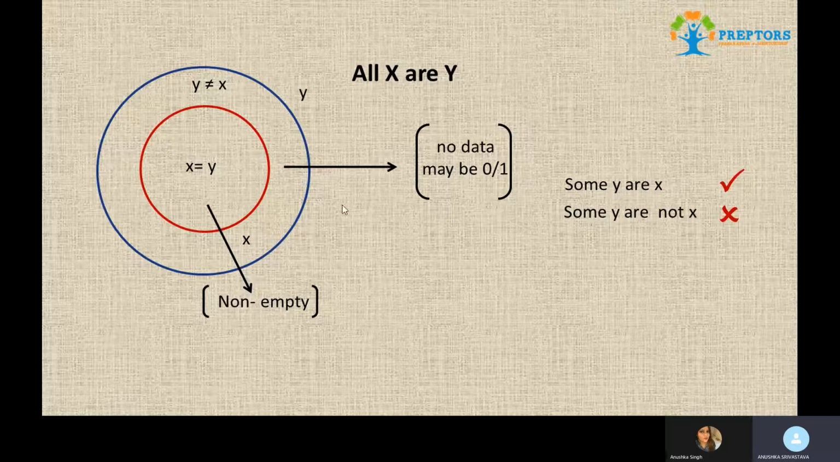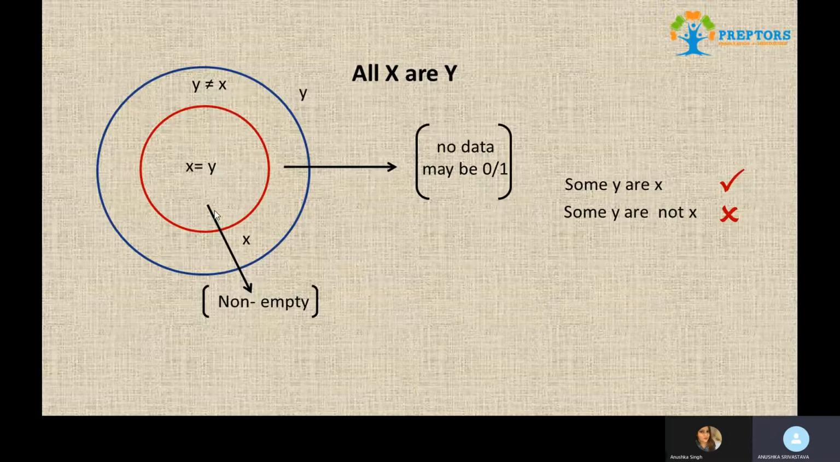For my conclusion to be true, it should be true in both the possibilities. If it is true in one possibility, wherein x is inside and y is outside, and if it is not true in this possibility, wherein x is equal to y, then it will not be true.